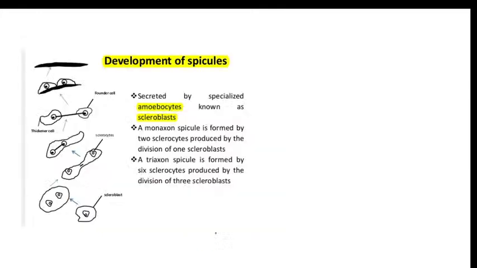Now, development of spicules. In last class also I have said that the spicules are secreted by specialized amoebocytes. Amoebocytes are actually amoebocytes and the archaeocytes. Both types of cells are actually totipotent cells. The amoebocytes or the archaeocytes are the totipotent cells, which means they have the capability to differentiate into any type of cell.